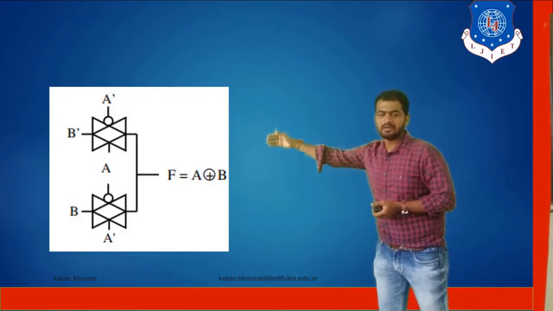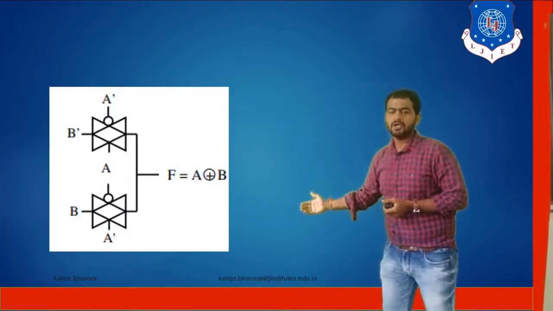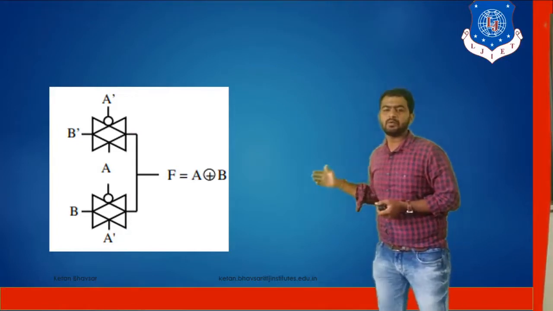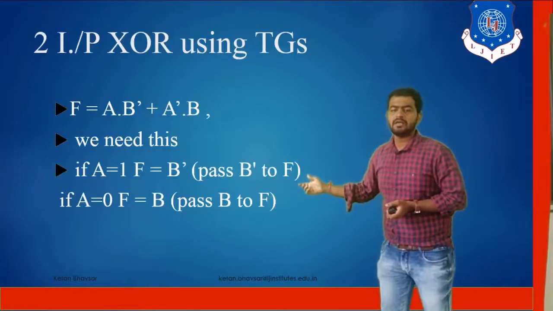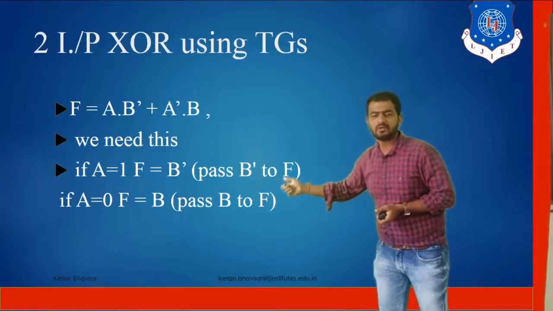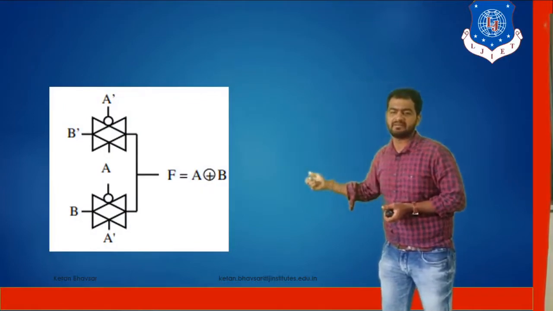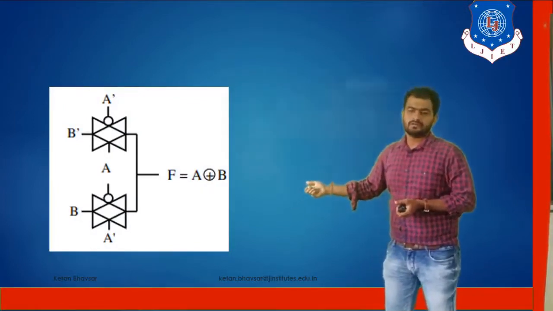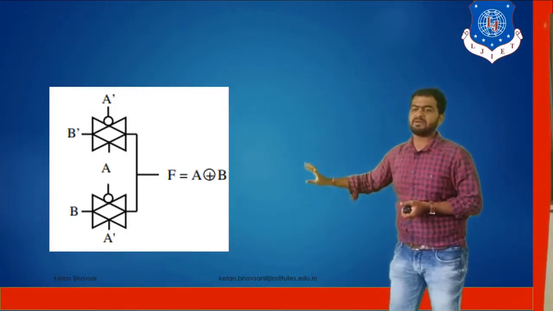It's a B bar, A bar, A, B, A is a common one in A bar. So ultimately, when you pass the elements like this, it's B bar to F. If A is equal to 1, then we directly get the B bar. And if A is equal to 0, then we are getting the B bar. So ultimately, we are getting the A bar B plus A B bar.